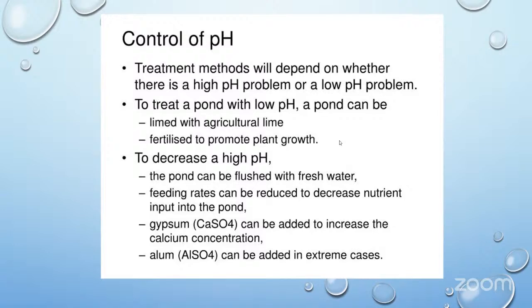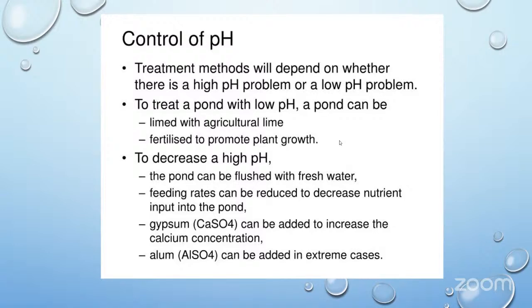To decrease a high pH, the pond can be flushed with fresh water. Feeding rates can be reduced to decrease nutrient input into the pond. Gypsum can be added to increase the calcium concentration. Alum can be added in extreme cases.